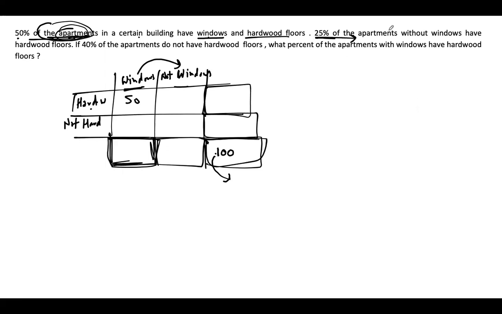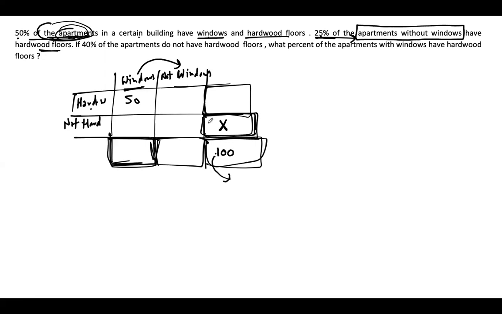Now, 25% of the apartments without windows have hardwood floors. So 25% of which value? Apartments without windows. We don't have the value right now. So which box represents apartments without windows? The second box on the bottom. We do not know this value, so let's say this value is X. 25% of this value have hardwood floors. Where will it come?